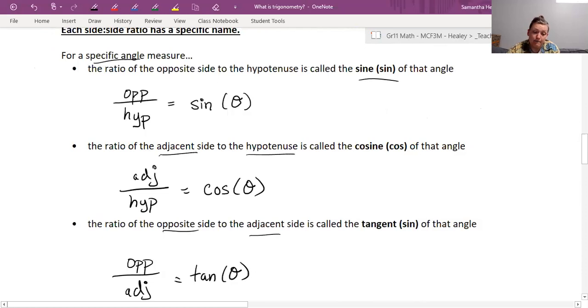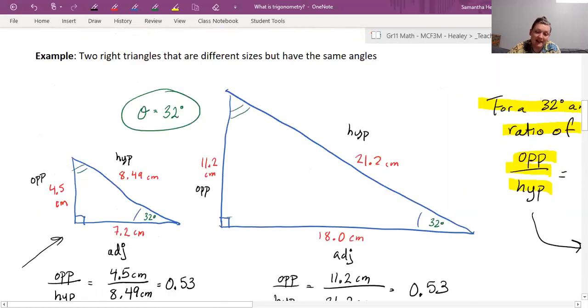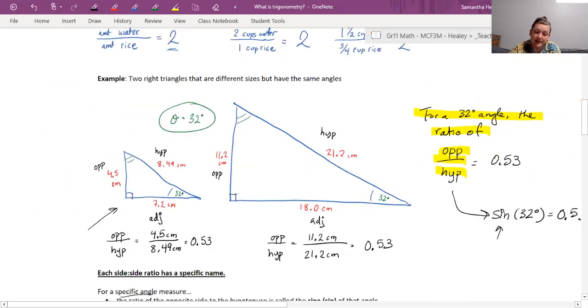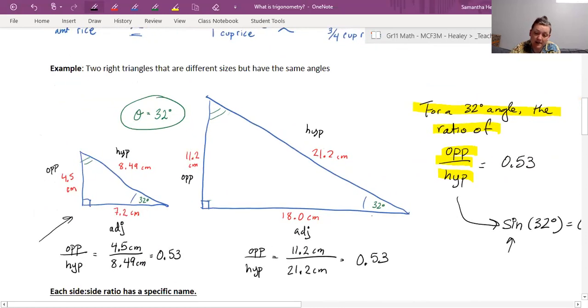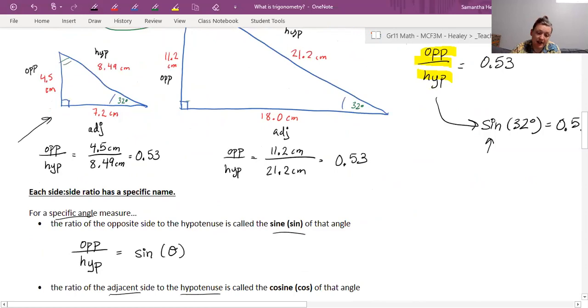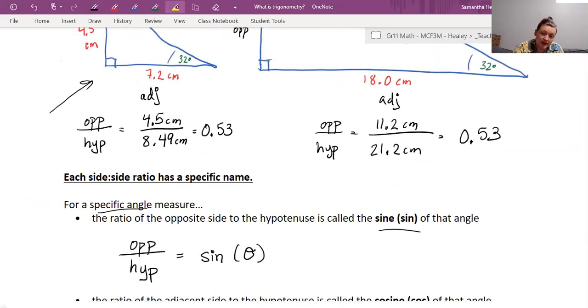And remember, very important here is that this is for a specific sized angle, and it's for every triangle with that specific sized angle, the ratio of the two comparable sides will be the same. So every side-to-side ratio has a specific name, and it's very important that it's for a specific angle measure. So it's only true in triangles of the same shape. I mean, that makes sense.